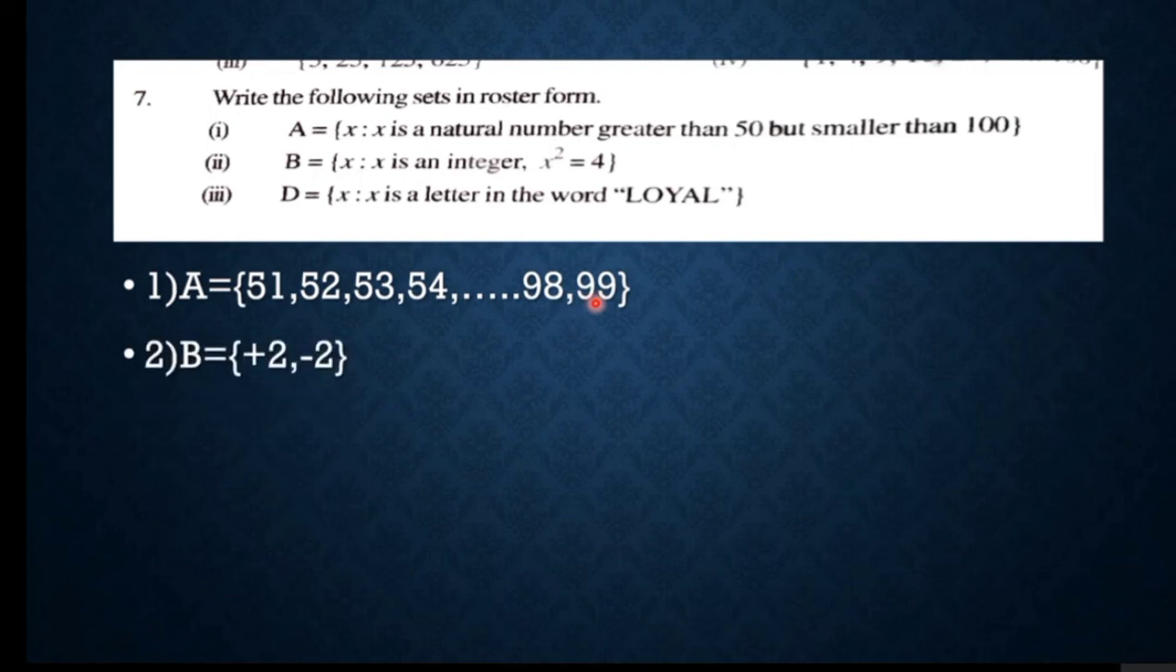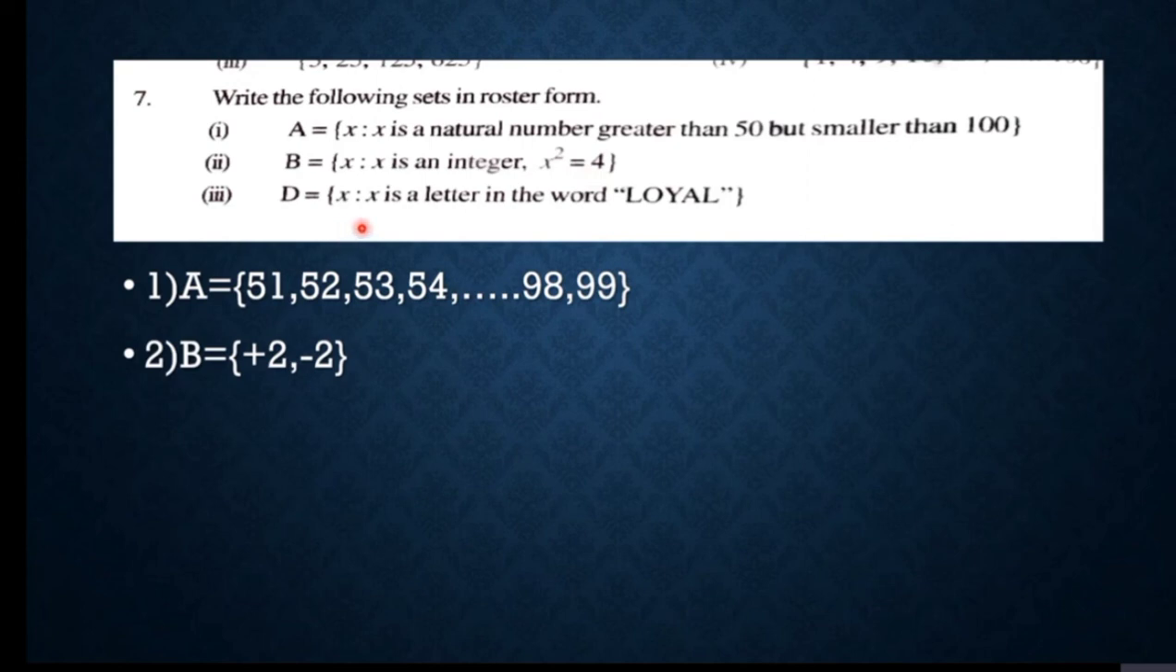Second bit, x such that x is an integer, x square is equal to 4. X is an integer here. So x square is equal to 4. Integer means plus 2 and minus 2. So x is equal to plus 2, it will come 4. X is equal to minus 2, then minus 2 whole square is equal to 4. So plus 2, comma, minus 2 is the answer of this given set.